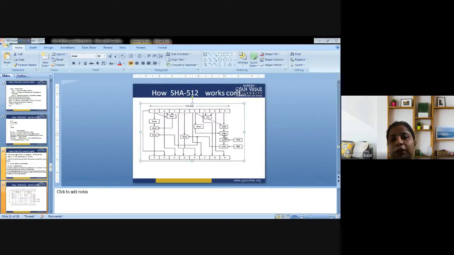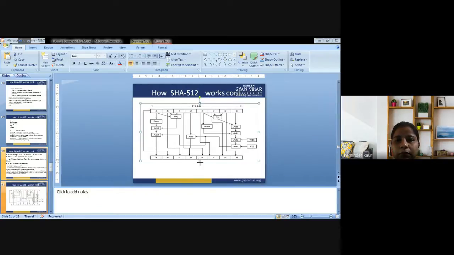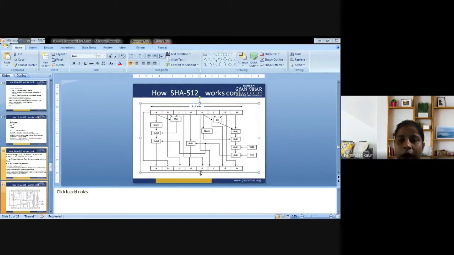So have a look at the operator. If I am seeing the pictorial representation, it is very easy. It is a very simple picture, but actually a lot of complex procedures are there that are supposed to be followed.